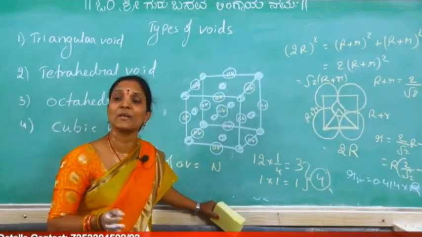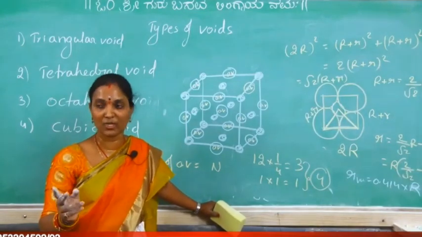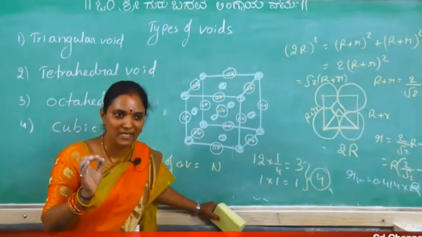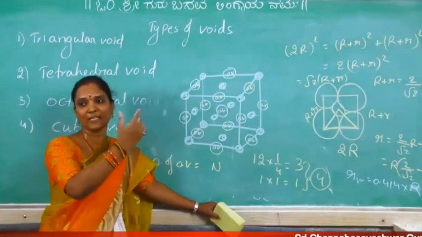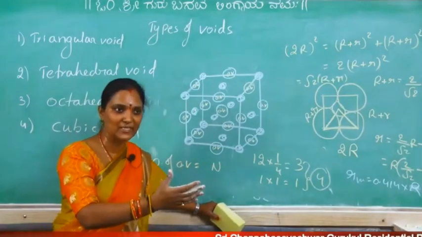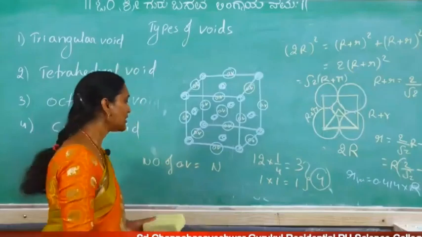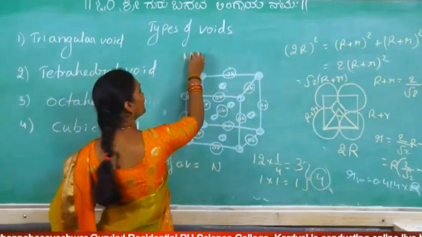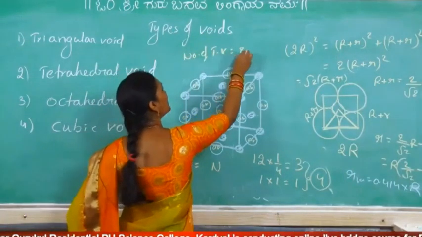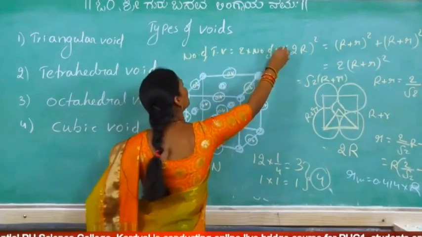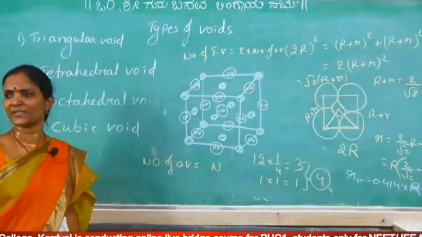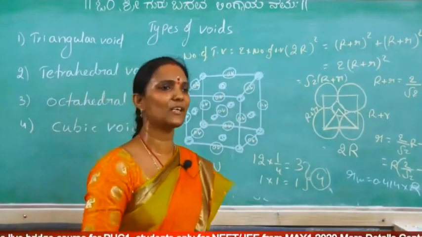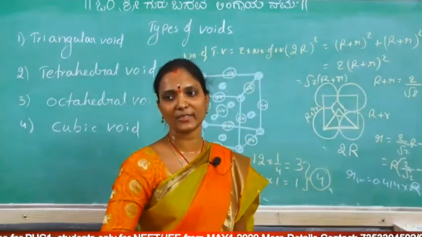How many tetrahedral voids per sphere in FCC? 2. How many octahedral voids per sphere in FCC? 1. Per sphere, you observe, the direct formula is 2 into the number of particles for tetrahedral, and for octahedral it is equal to the number of particles. Now what is the relation between octahedral and tetrahedral voids? The number of tetrahedral voids is equal to 2 into the number of octahedral voids.